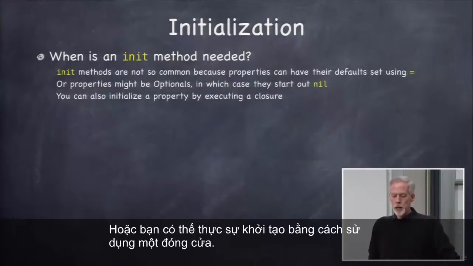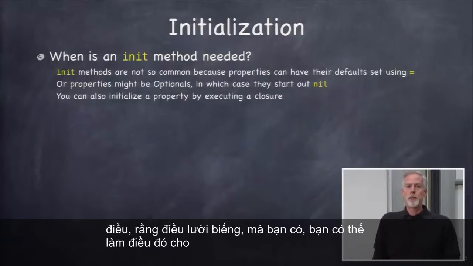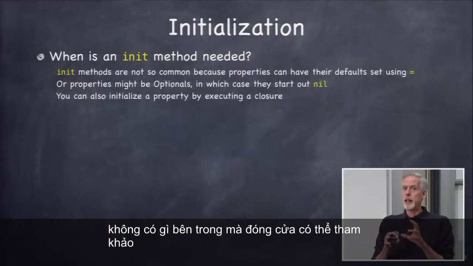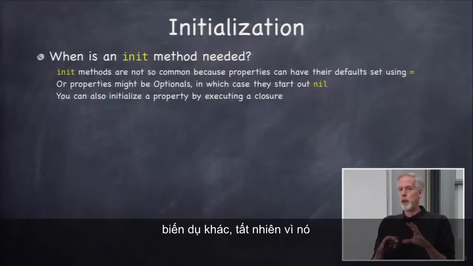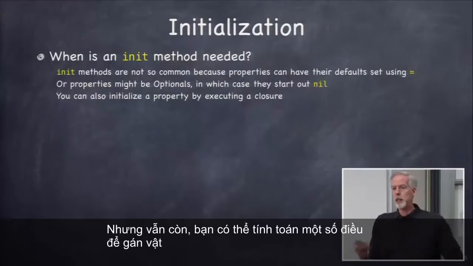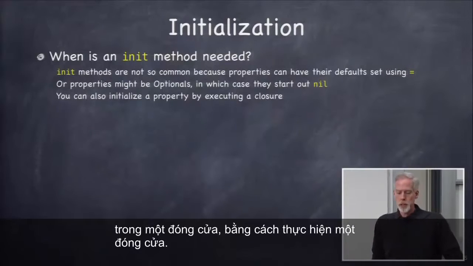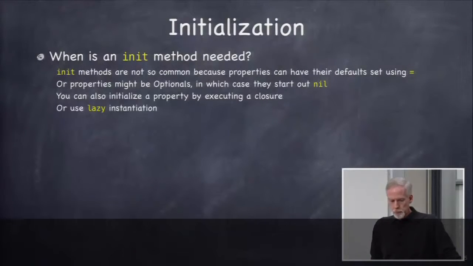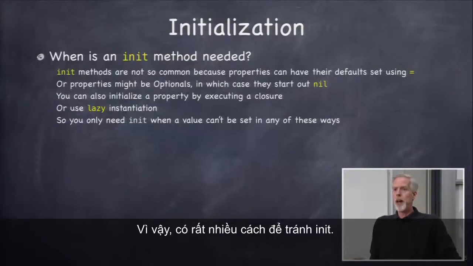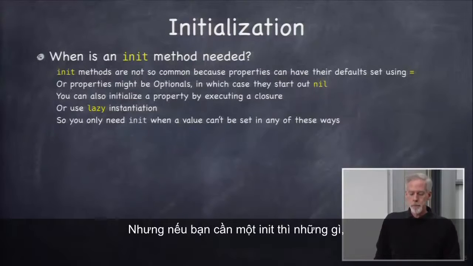Or you can actually initialize by using a closure. As I showed on the previous thing, that lazy thing, you can do that for non-lazies: put the closure thing there and execute it. It'll get executed right away, and nothing inside that closure could refer to any other instance variables, of course, because it would be executing before the initialization was done. But still, you can calculate some things to assign things in a closure by executing a closure. Or you could just use the lazy mechanism to avoid needing an init.